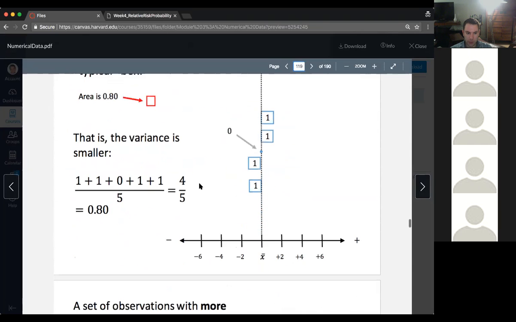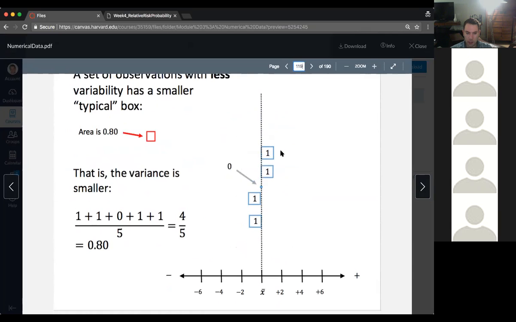Here's another example where you have 2 points at +1 and 2 points at -1 and 1 point at the 0 line. So if we square everything, we add them all up, we get 4. And then we divide by 5, which is the number of points here, and then we get 0.8.